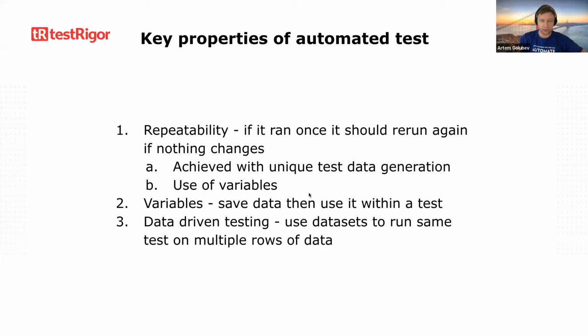So the next is already on the border between best practice and key property, and that is data-driven testing. In some cases, you need to validate that your form doesn't go through if any of the fields is left blank, or any of the required things is left blank. Therefore, there could literally be 20 or 30 tests which do basically exactly the same thing. It's exactly the same steps.